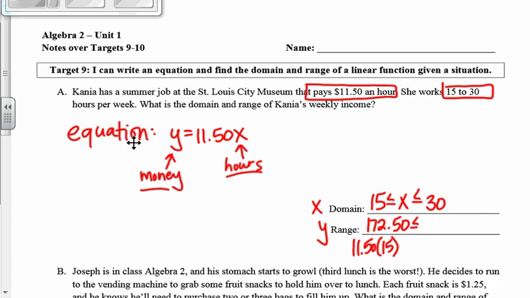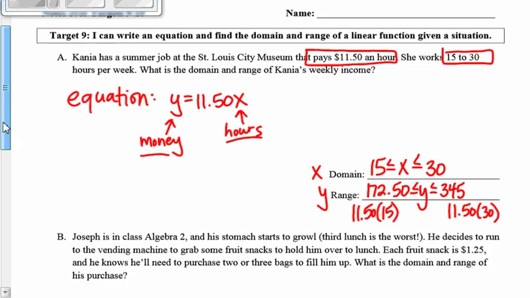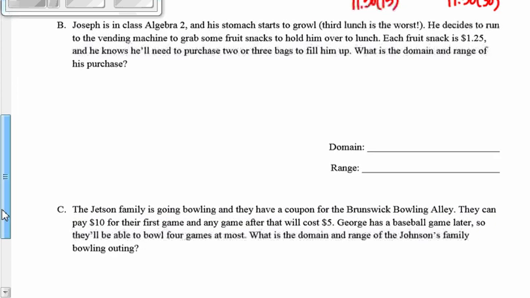And then our inequality is going to look similar, but we're going to use the variable y since we're talking about range. Now we're going to talk about the high end of the range, and the high end of the range would come into play anytime Kanaya worked the full 30 hours. So $11.50 per hour times 30 hours. So the most that she could possibly make would be $345. So we have our domain and range, and that was all based on the equation that we started with. So the process here is going to be the same for all of these problems. It's just going to be different numbers.